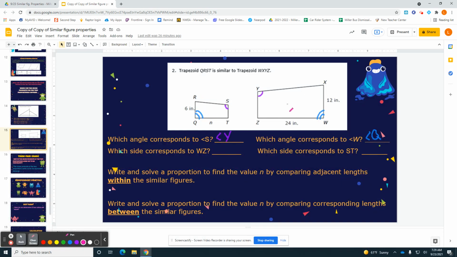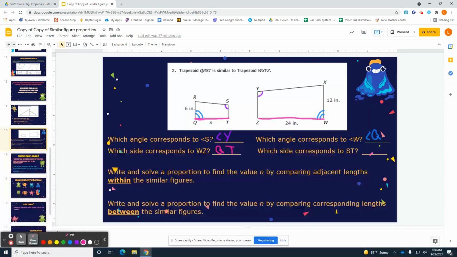So let's look. Side WZ, which side does that correspond to? Okay. So is it the slanted side or the straight side from the trapezoid? Okay. So it is the straight side, so it's going to be the bottom, so QT. So which one corresponds to WZ? QT.